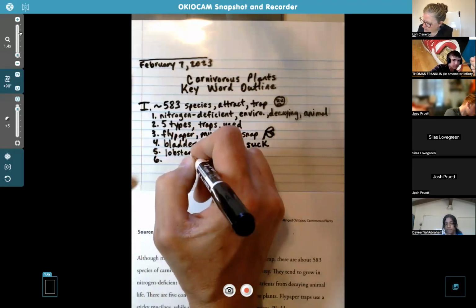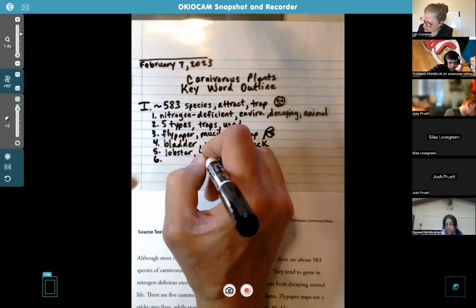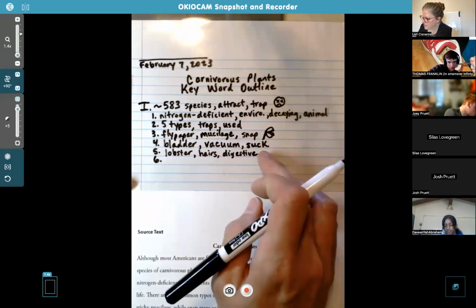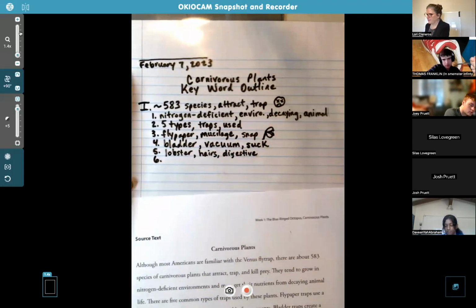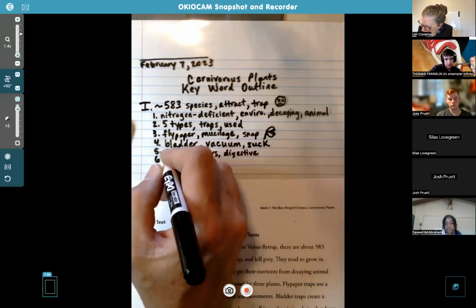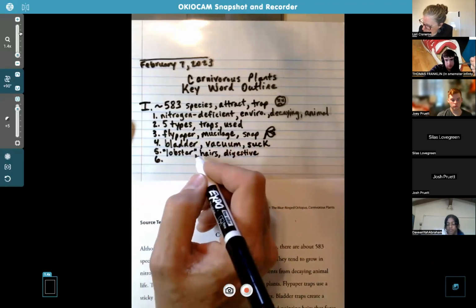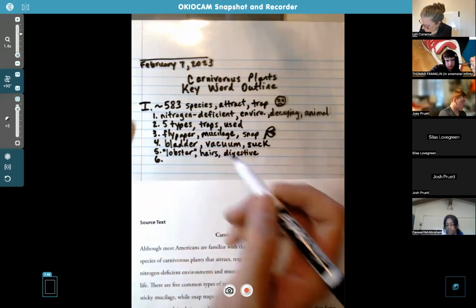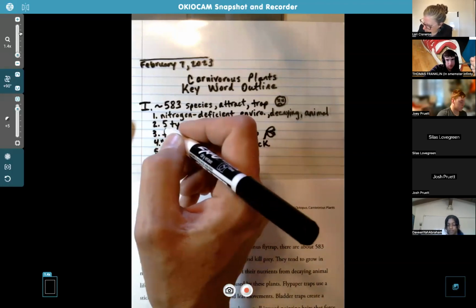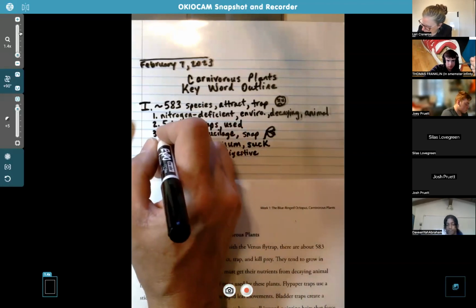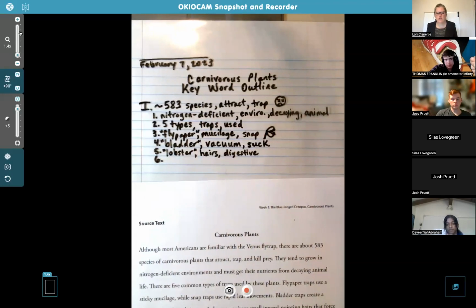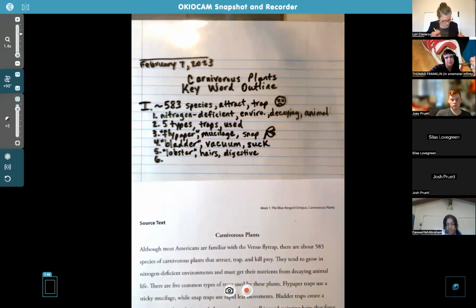I'm not muted. Hairs, digestive. I think that's good. Oops, you don't need a period there. We've got to remember that's the name of the trap though. I wonder, how about we go back and put quotes around the names of the traps? That'll help us remember the name of the trap. So the lobster trap, bladder trap, fly paper trap. Put little quotations around them, and that'll help us remember that's the name of the trap.